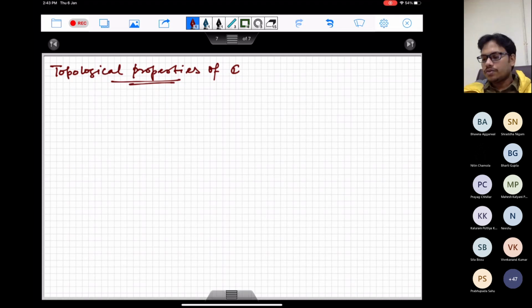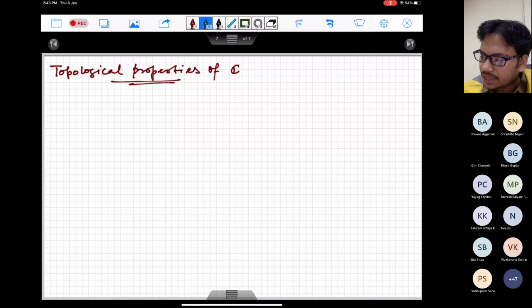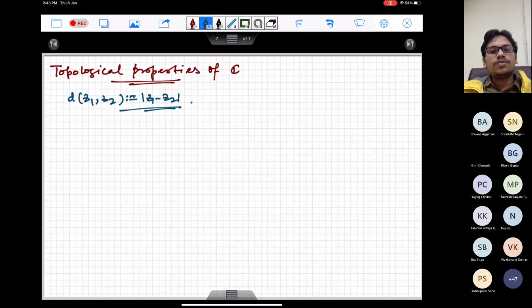For example, on R we have a distance given by the mod: if I have two points x and y, the distance between them is mod of x minus y. Similarly, we have an absolute value on C, and this absolute value defines a metric on C. We can define d of z1, z2 to be mod of z1 minus z2. Exactly like whatever we used to do for real numbers.